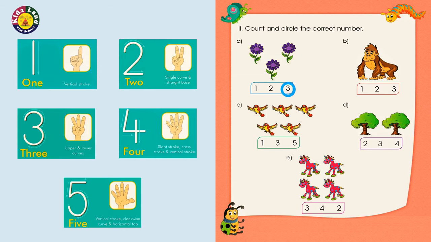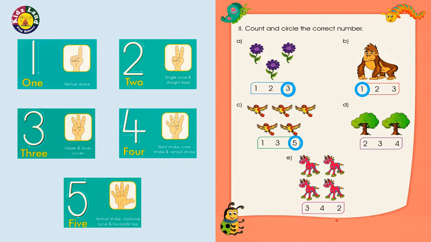Okay, next question is the monkey question. How many monkeys do you see, kids? I see only 1 monkey. So I have to circle number 1. Good. Now, next question is the bird question. How many birds do you see? Let me start counting. 1 bird, 2 birds, 3 birds, 4 birds and 5 birds. So how many birds are there? There are 5 birds. I'm going to circle number 5.